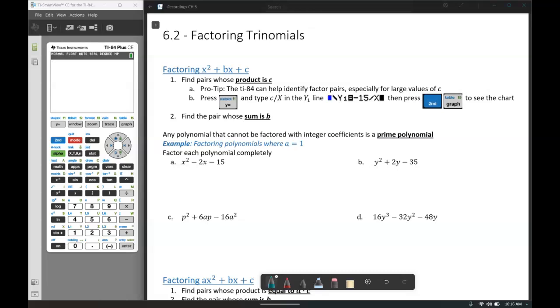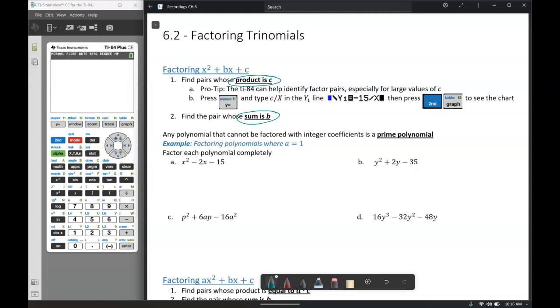Next section, we're going to review factoring trinomials. And the main difference is whether or not we have a leading coefficient or just a coefficient of 1. Now, the main idea is that we want to find a pair of numbers whose product is C, but also that add up to the value of B within our standard form. Our calculator can help us find these ordered pairs.